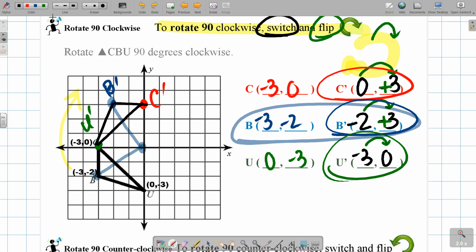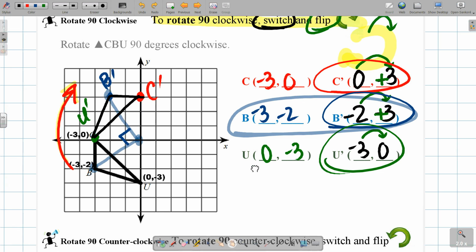Now ask yourself, does that look like a 90 degrees? Which it does. Second question, have you gone clockwise, the correct direction? And you have. So that's a good way to check, is just physically take a set of points, draw lines from the origin, make sure you've done 90 and you've gone the right way. To rotate 90 clockwise, switch and flip to the right. Last one.